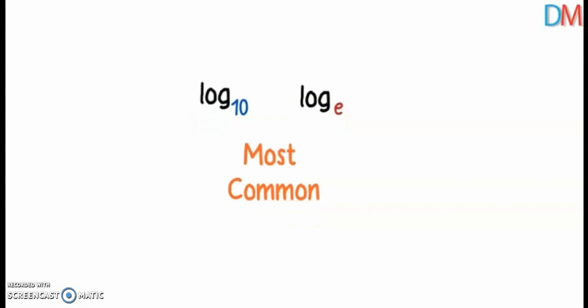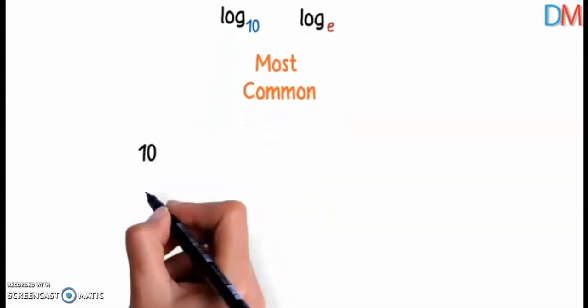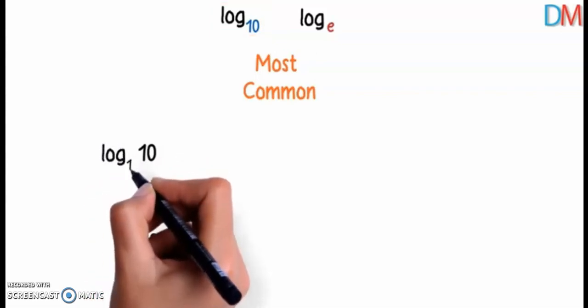The log to the base 10 and log to the base E. Why are they the most commonly used logarithms? How do we really understand them? Log to the base 10 is kind of intuitive. It's easy to talk in multiples of 10: 10, 100, 1000 and so on. Log to the base 10 gives us the easiest way to work with them.